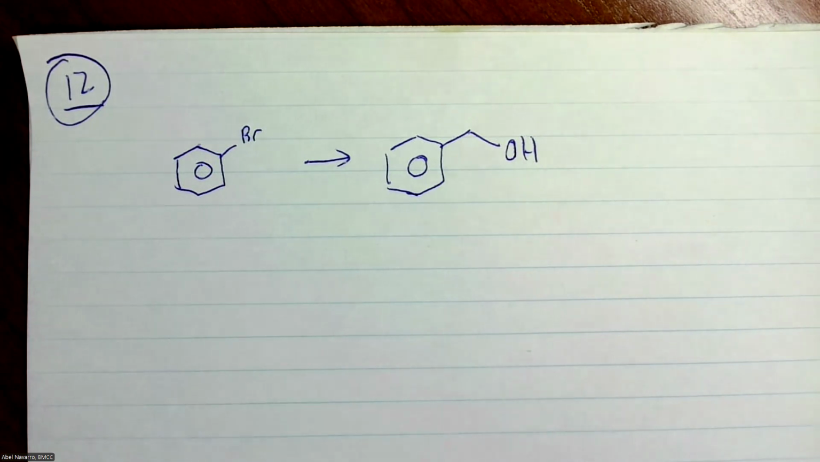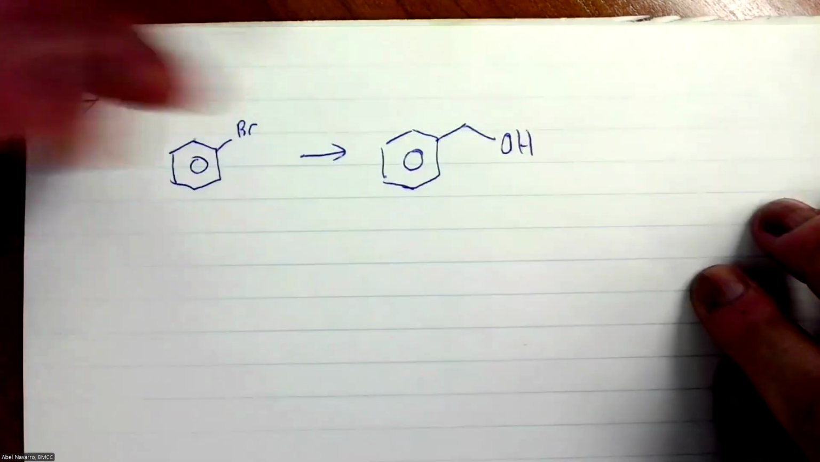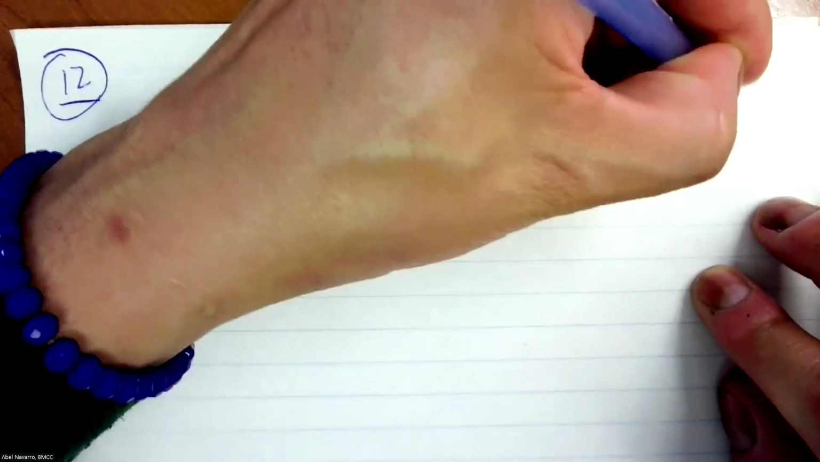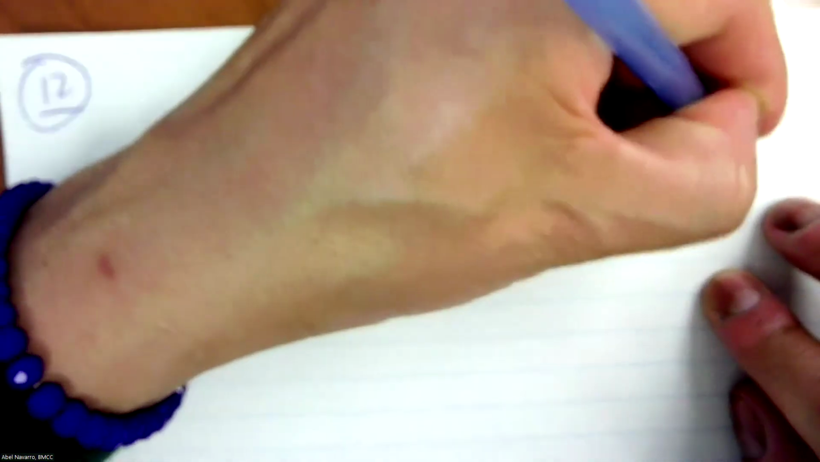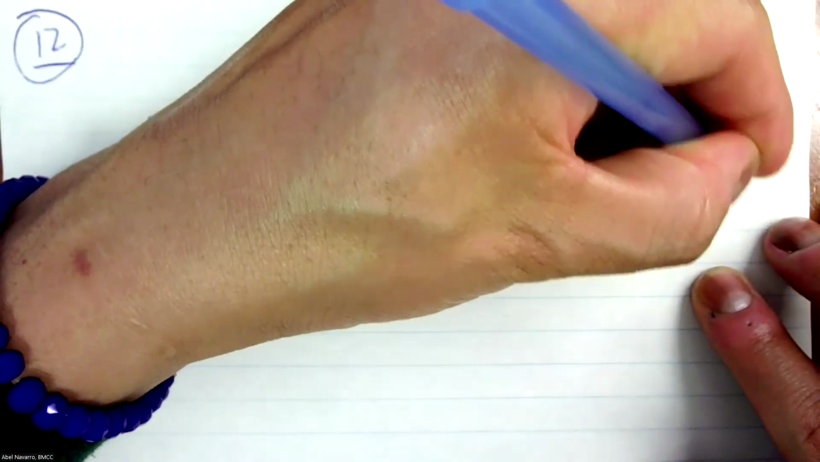So what is this? This is an alcohol. How do I make alcohols? Well, from this chapter, I can make them in different ways. I can do a reduction of aldehydes, reduction of carboxylic acids, right? I can do it from Grignard. I can do a substitution, SN1 or SN2.